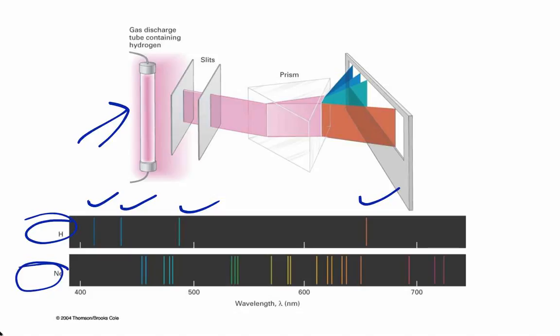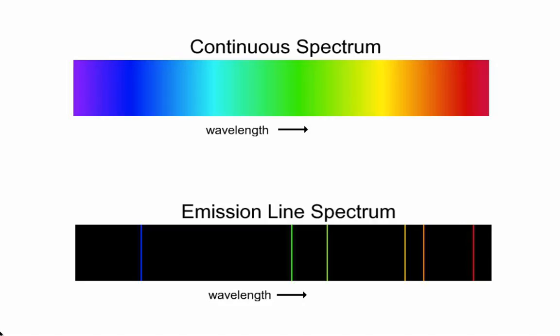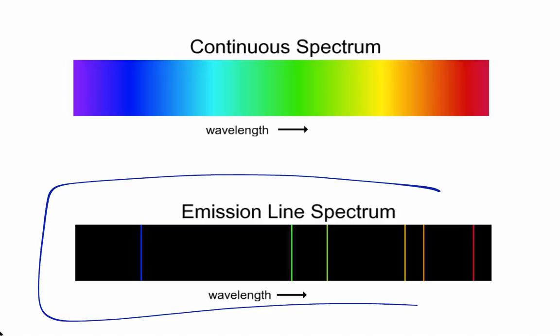But if we take different elements, notice they produce different emission spectrums. And again, these numbers on the bottom are representative of the wavelengths of light. So neon has a different emission spectrum than hydrogen. And if we look at other elements, we'll see different emission spectrums.